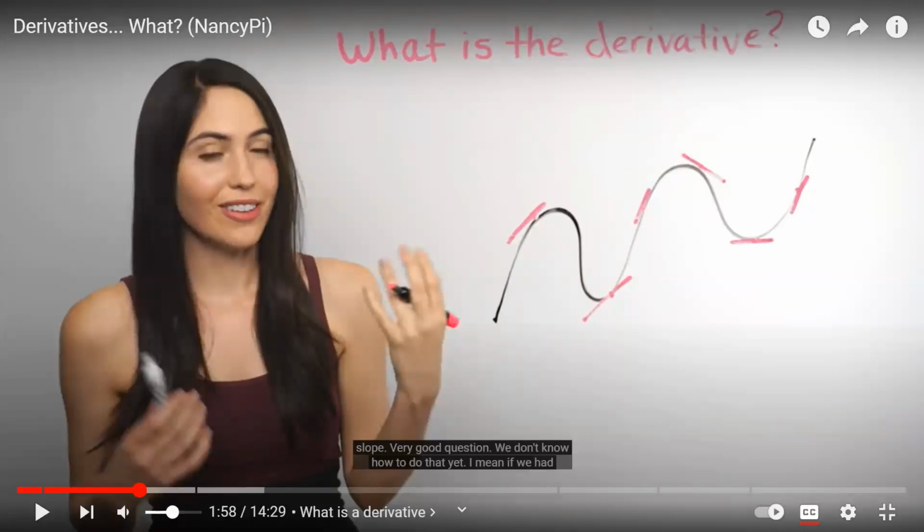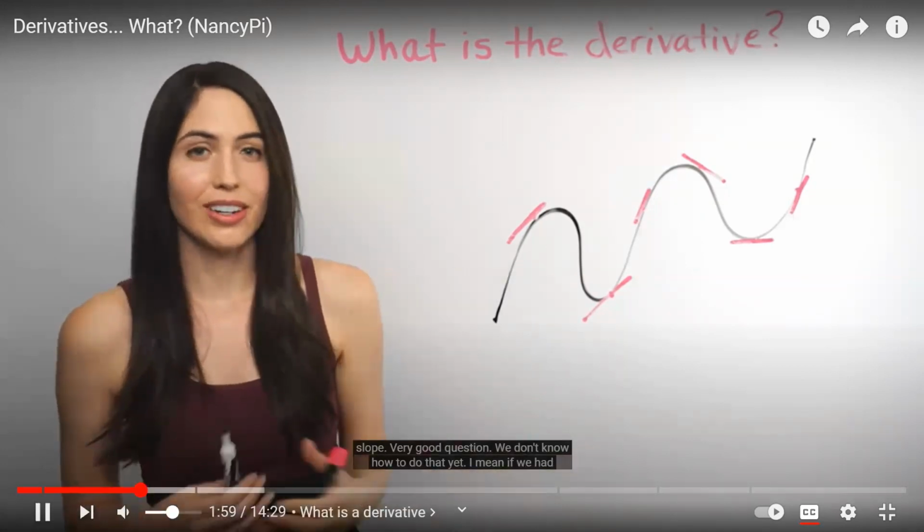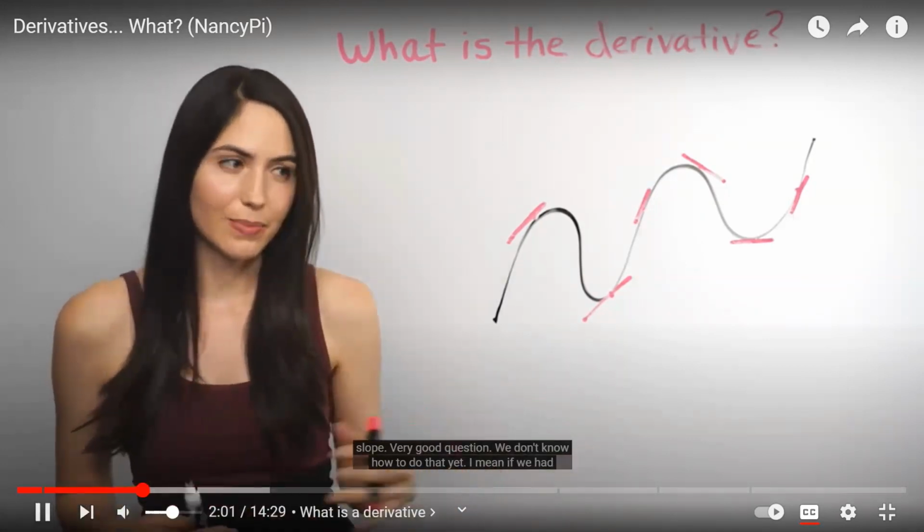But the problem is, in every single part in this graph, we just have 1 point. So what is the slope? How can we understand the slope? Listen to this part. You don't know how to do that yet.